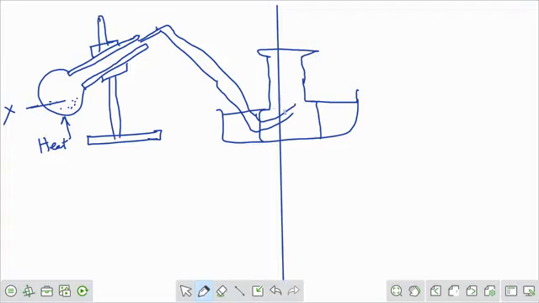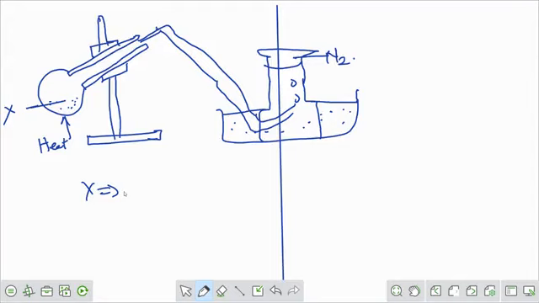This is collection over water. This is water, it will not be glowing. So this is our nitrogen gas. They now said, what do we burn to get the compound? That is, what is this X?